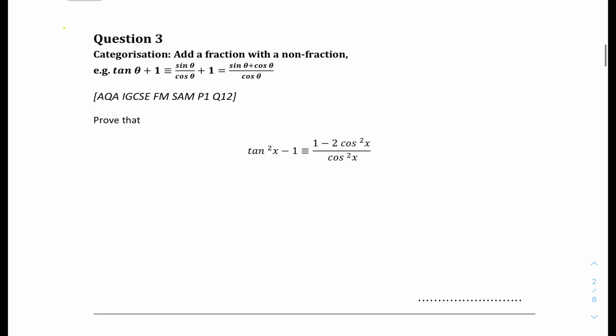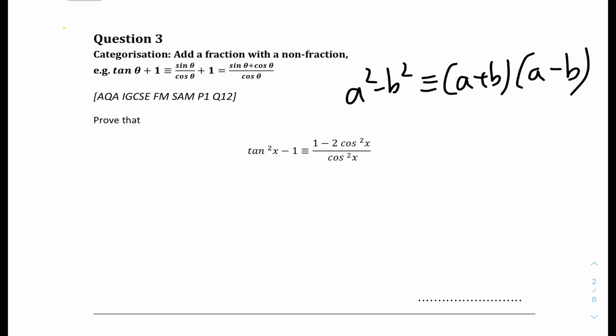Then question number 3. Prove that tan squared x minus 1 is equal to (1 minus 2 cos squared x) over cos squared x. This three-lined symbol is basically the same as equals, but it always holds true, like an identity. Let's say a squared minus b squared is always equal to (a plus b)(a minus b), because it will always be this way, it's an identity.